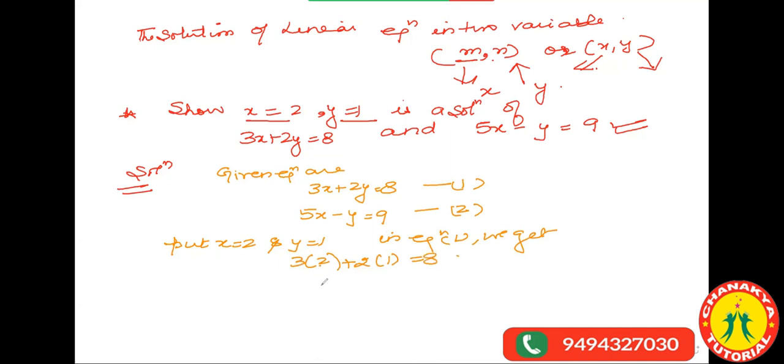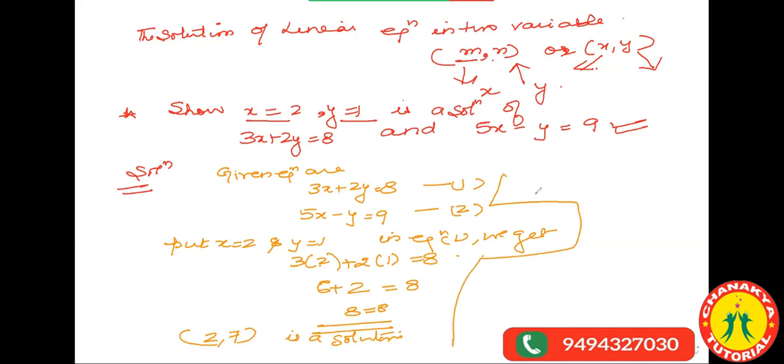So 3 into 2 plus 2 into 1 will be equal to 8. Now check. 3 twos are 6, 2 ones are 2, will be equal to 8. 8 will be equal to 8. That means this is a solution. So you will write 2 comma 1 is a solution of this equation. Clear, beta? Sorry, 2 comma 1, not 7.